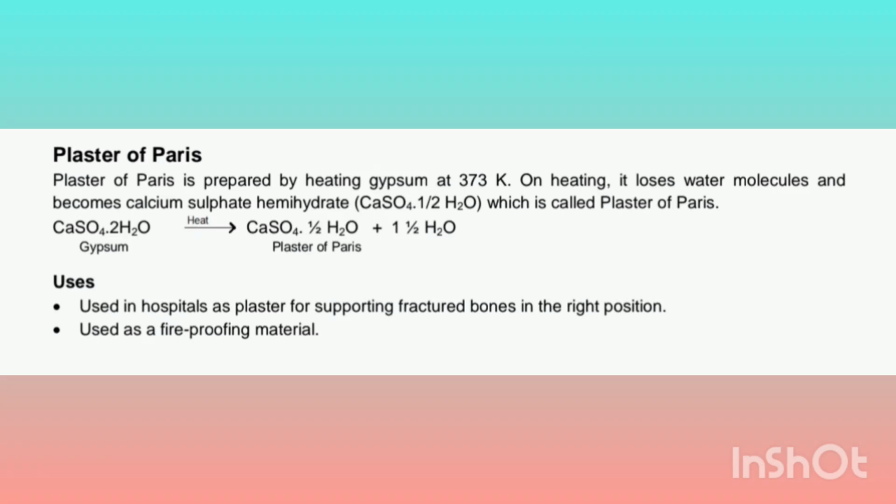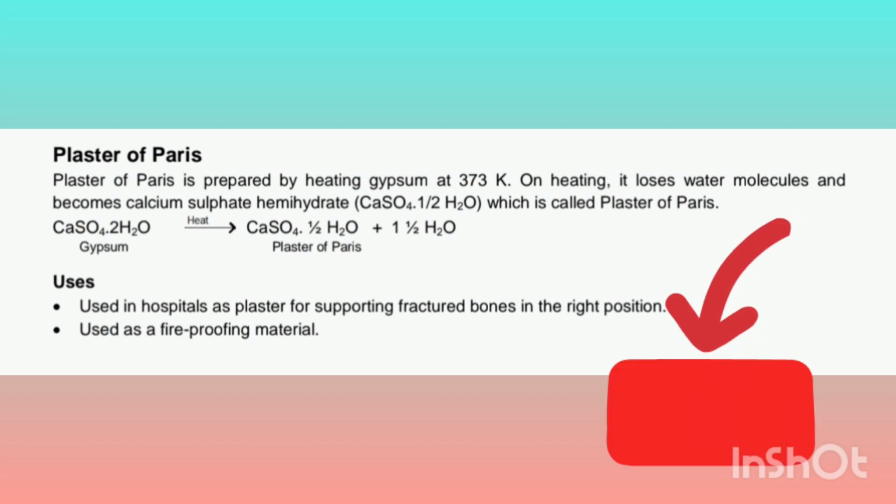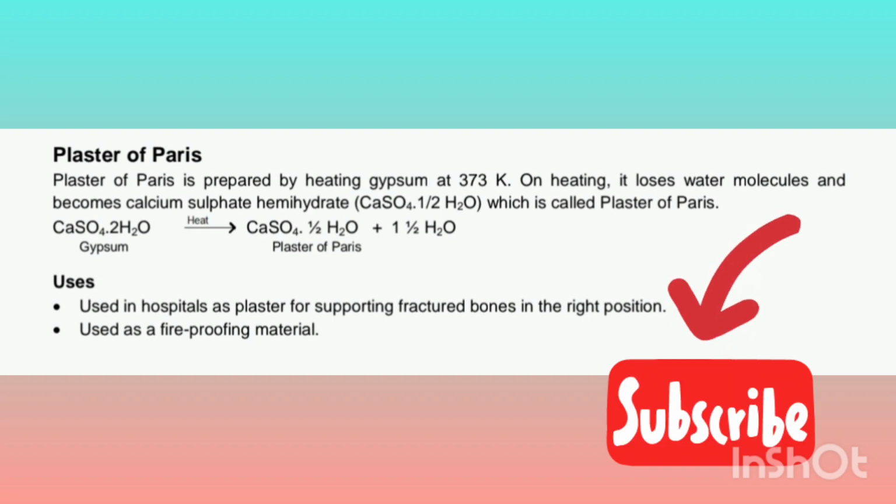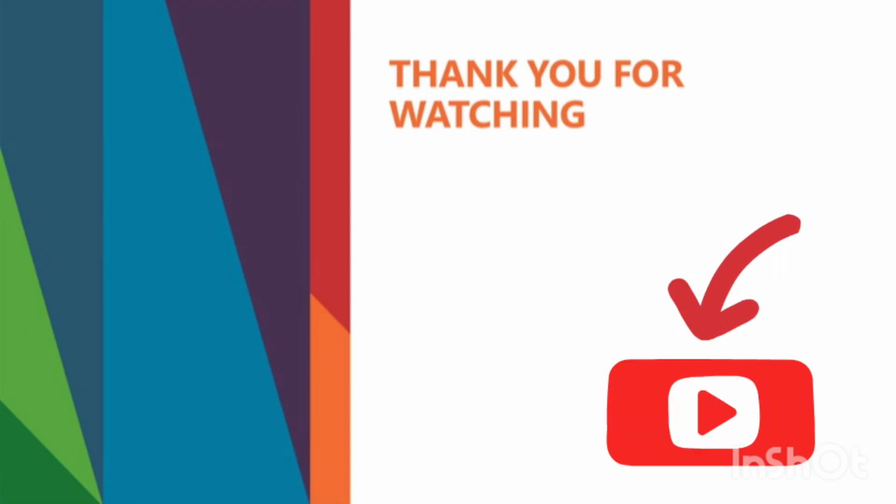Next is plaster of Paris. Plaster of Paris is prepared by heating gypsum at 373 kelvins. On heating, it loses water molecules and becomes calcium sulfate hemihydrate, which is called plaster of Paris. The formula is CaSO4·2H2O, and when heated it forms CaSO4·½H2O plus 1.5 H2O. So this is nothing but plaster of Paris. It is used in hospitals as plaster for supporting fractured bones and is used as a fireproofing material.